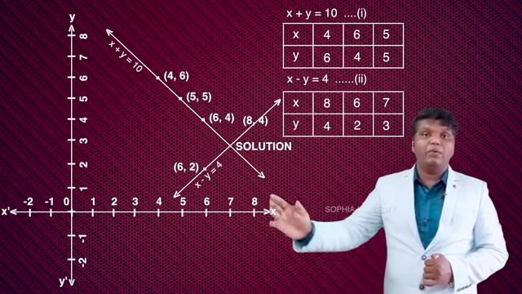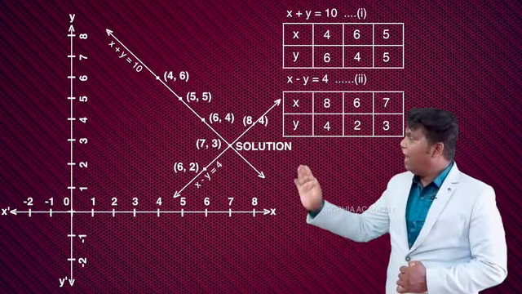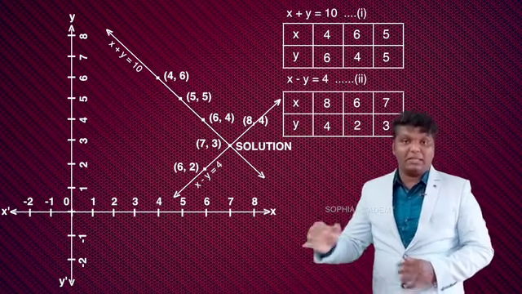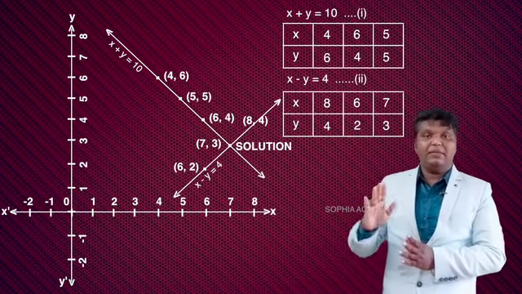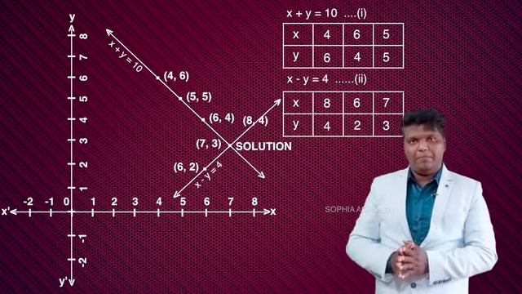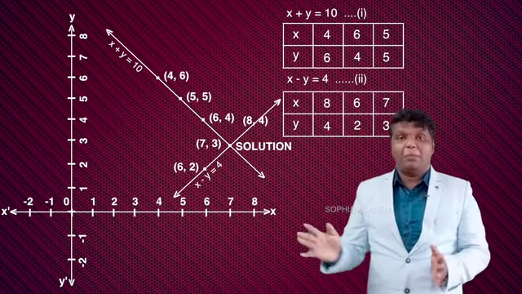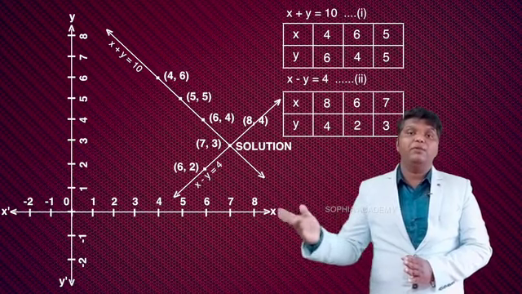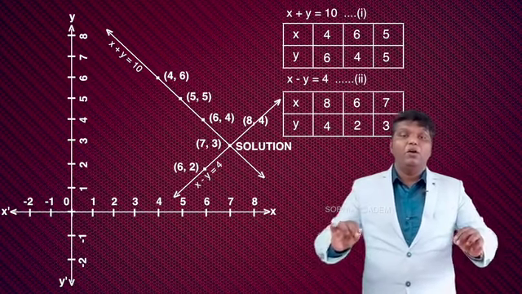What about the x value and y value? You can see the x value is 7 and the corresponding y value is 3. So 7, 3 is that point. Within brackets we will write it, (7, 3). We will read it as 7, 3. So (7, 3) is the point. What does this mean? The x value is 7 and the y value is 3. That's the meaning.